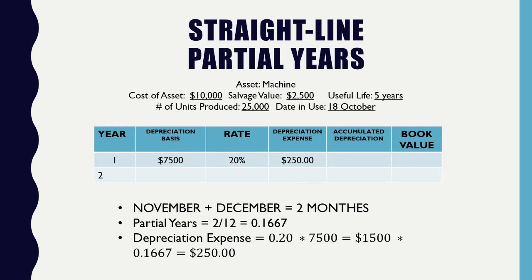You're going to multiply whatever the depreciation expense with the rate is, which we already know is 7,500 times 20%, which gave you 1,500. Now we need to take that 1,500 and figure out what 2 months out of 12 is. So you times by 2 divided by 12, and you're going to get $250. That means for the first year, you can only depreciate it for 2 months, which is equivalent to $250, as opposed to the whole year for $1,500.